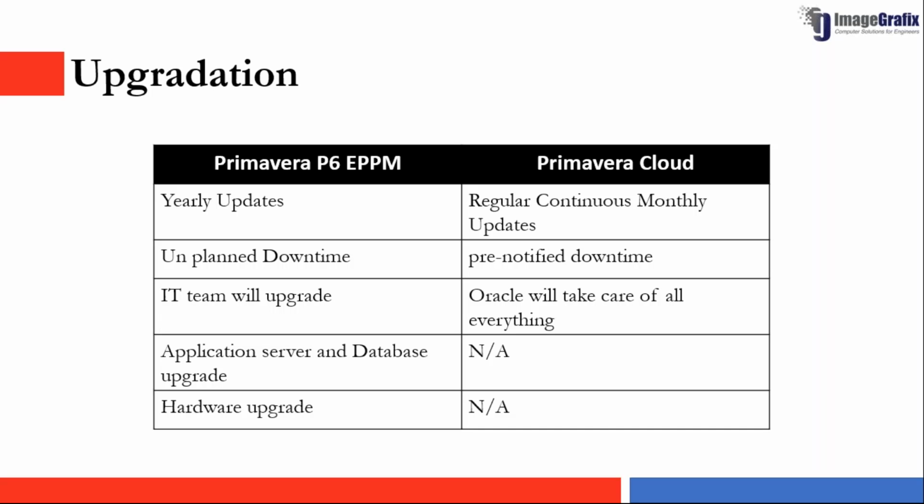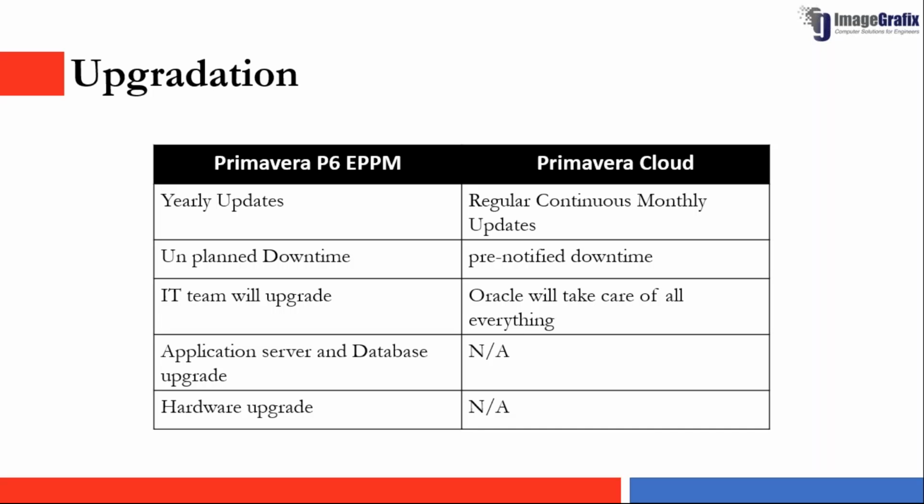And unplanned downtime is possible because it's on your own server. When you face any challenges, there will obviously be an unplanned shutdown, and that directly impacts your project. Whereas with Primavera Cloud, typically they yearly state 99.6% up running time, I believe. The 0.4% is pre-notified downtime, which they announce in a year for maintenance purposes.